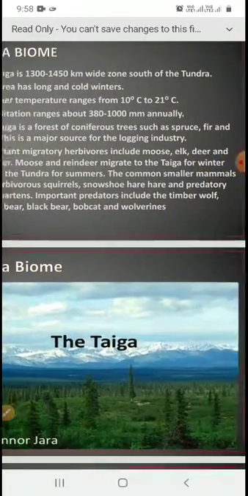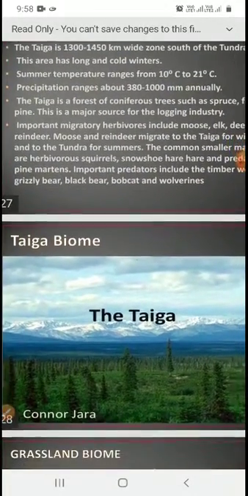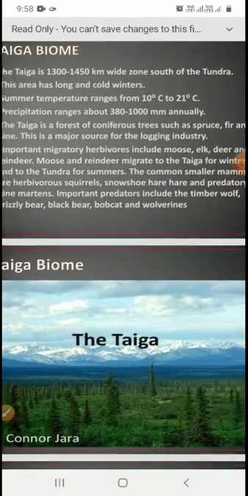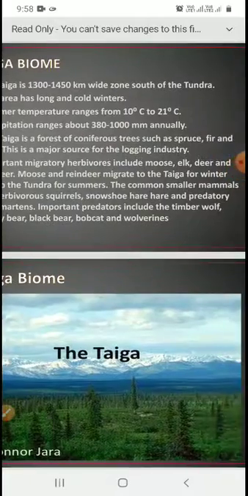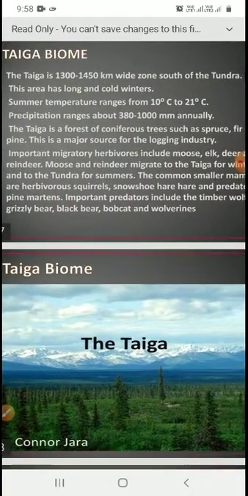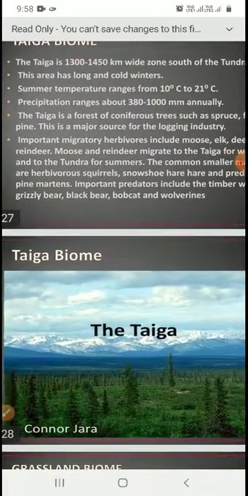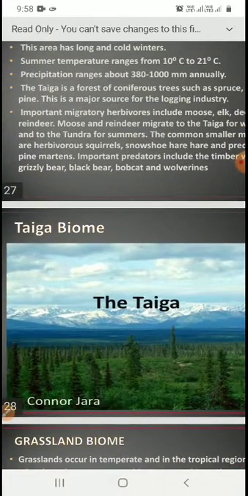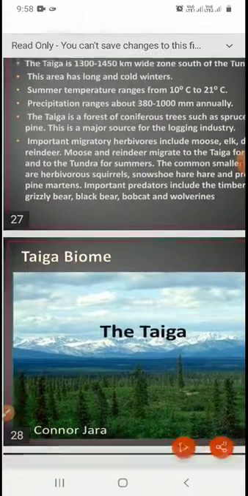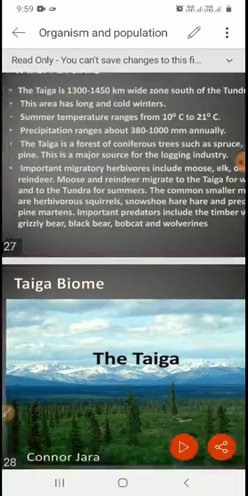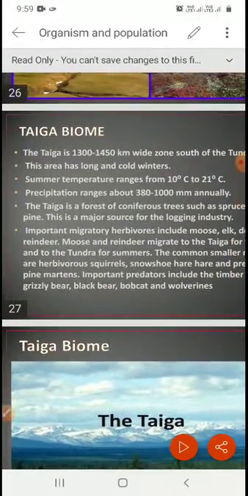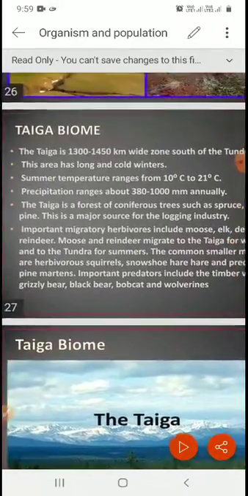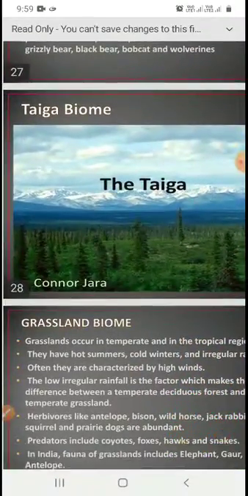The common smaller mammals are the herbivorous squirrels and snowshoe hare. Hare, you know that, it's a rabbit. Predatory pine martens. Important predators include the timber wolf, grizzly bear, black bear, bobcat, and wolverines. So note down, this is the tundra region. It's a 1-word question and a 2-mark question also. They will ask what the important migratory herbivores in the taiga biome are. So this is the taiga biome.